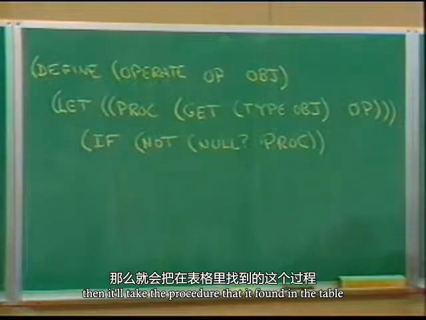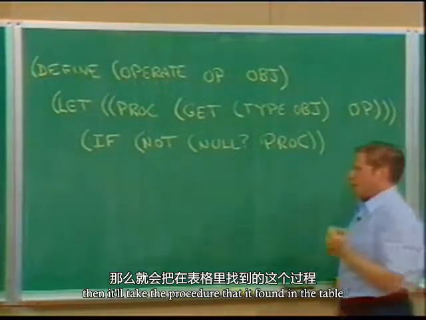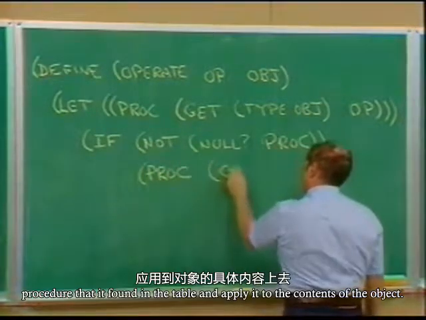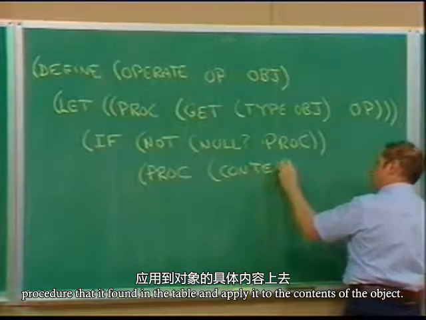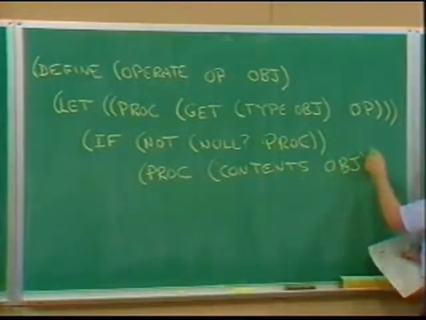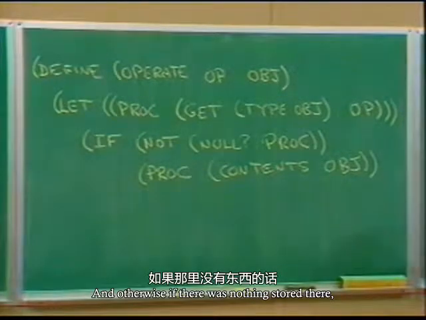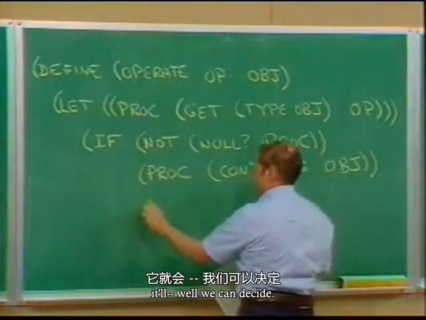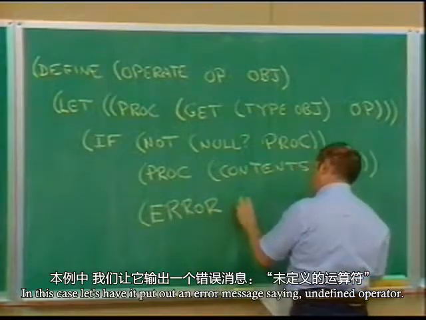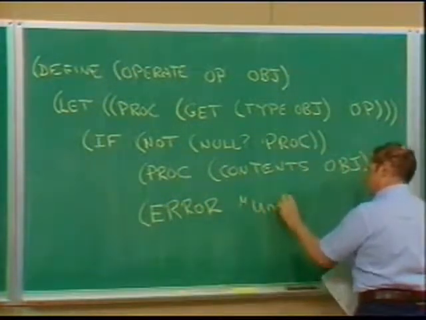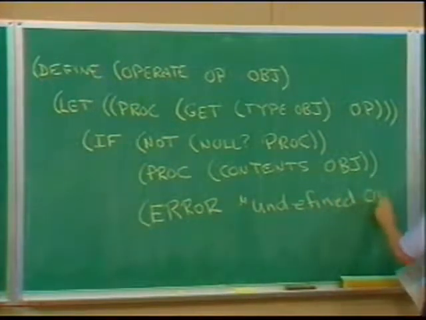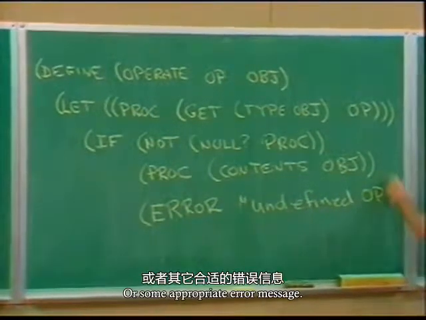then it'll take the procedure that it found in the table and apply it to the contents of the object. And otherwise, if there was nothing stored there, well, we can decide. In this case, let's have it put out an error message saying undefined operator, or no operator for this type, or some appropriate error message.